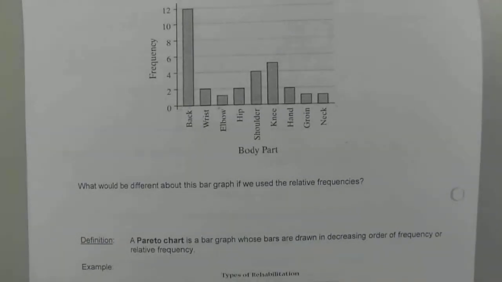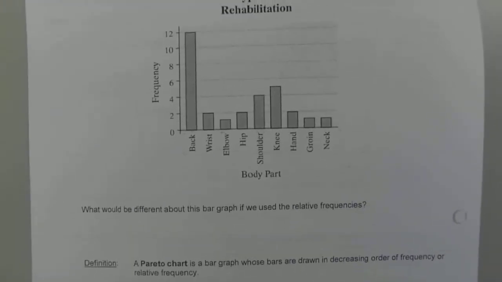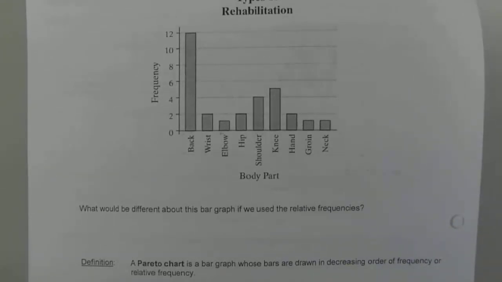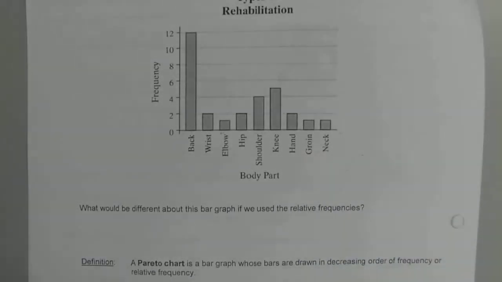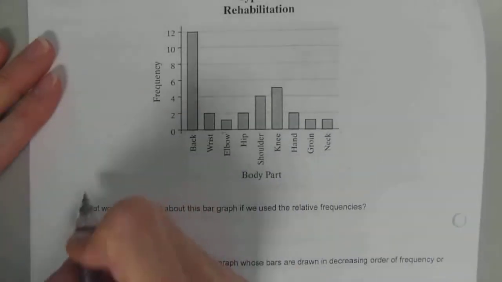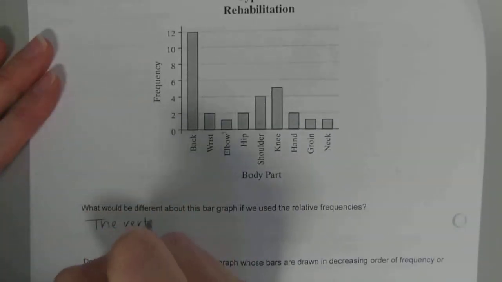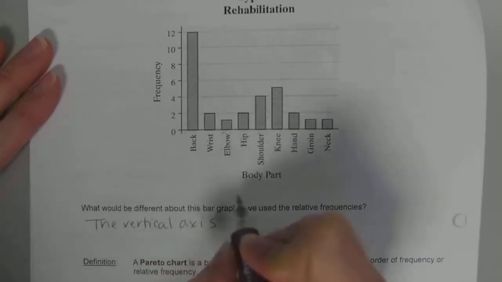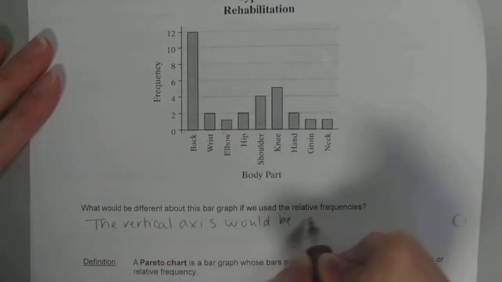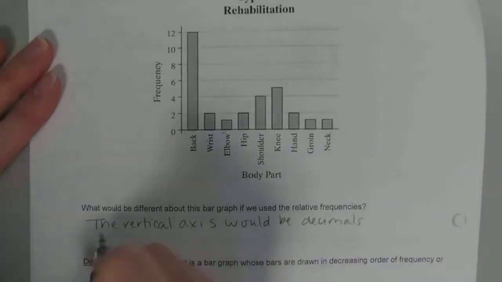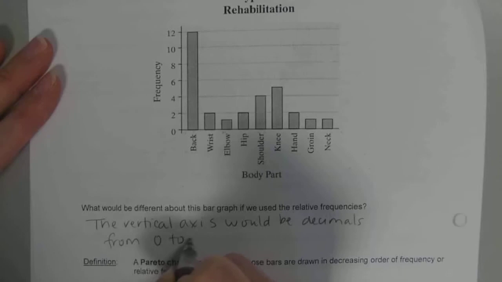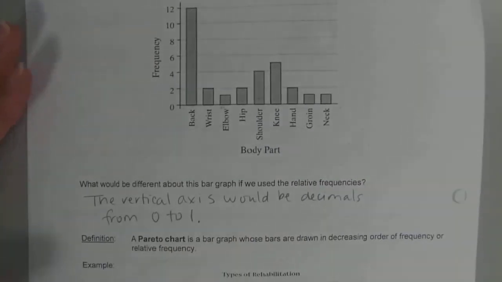The only difference between a frequency bar graph and a relative frequency bar graph, I ask you right here. This is why I don't have 2 pictures of it, because they're basically the same. What would be the only difference about this bar graph if we used relative frequencies? The y-axis, right? Instead of labeling the nice whole numbers 0 to 12, what would our y-axis be labeled with? The decimals, 0.0 all the way to 1, right? So the difference would be that the vertical axis would be decimals from 0 to 1. You guys see that okay?